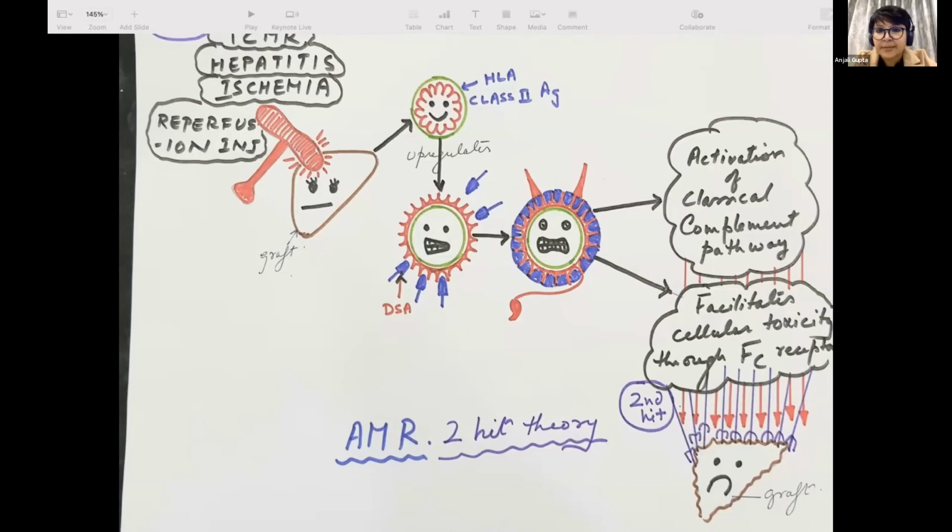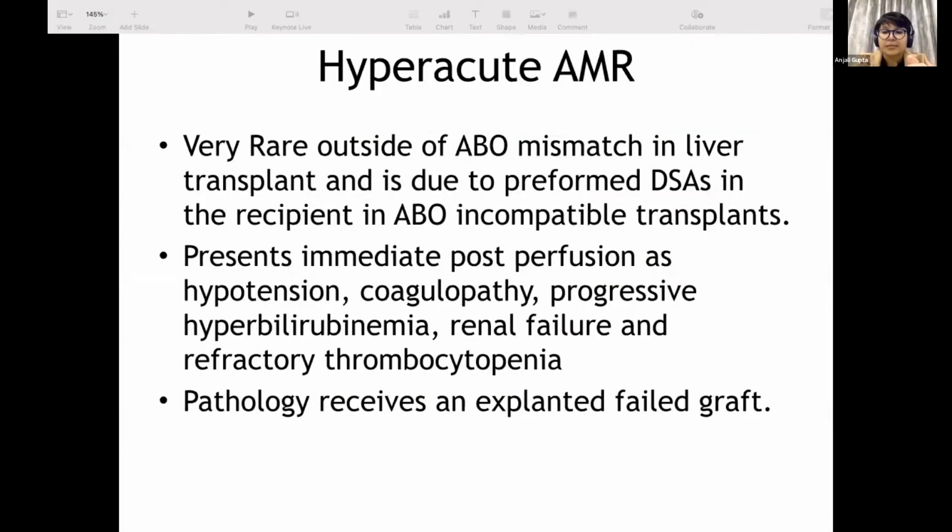Next slide, please. Hyperacute AMR is very rare outside of ABO mismatch in liver transplant. It's rarely seen, in fact, and presents immediately as post-perfusion hypotension, coagulopathy, progressive hyperbilirubinemia, renal failure, and refractory thrombocytopenia. And pathology receives an explanted failed graft, or sometimes we don't even receive it. The next slide.